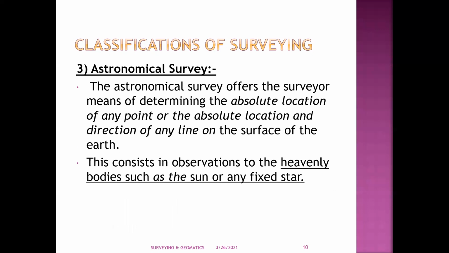The next, astronomical survey. So the astronomical survey offers the surveyor means of determining the absolute location of any point, or the absolute location and direction of any line on the surface of the earth. So to totally determine the particular location of a point on the earth surface, or to explain its features, we are using astronomical surveys. This consists in observation of the heavenly bodies such as the sun or any fixed star.